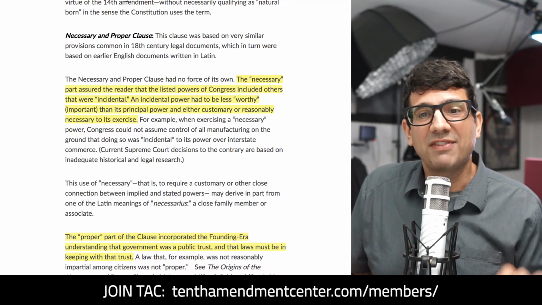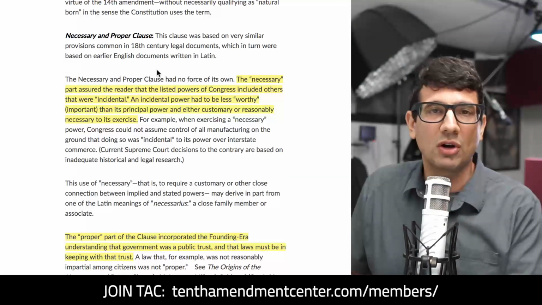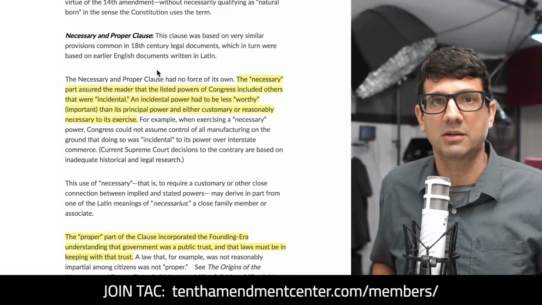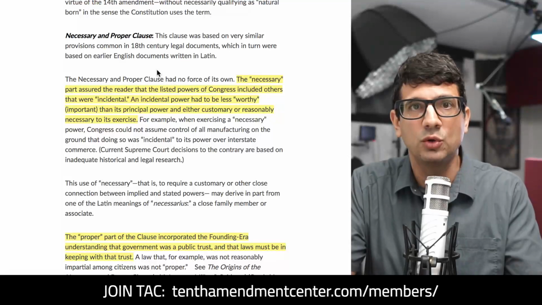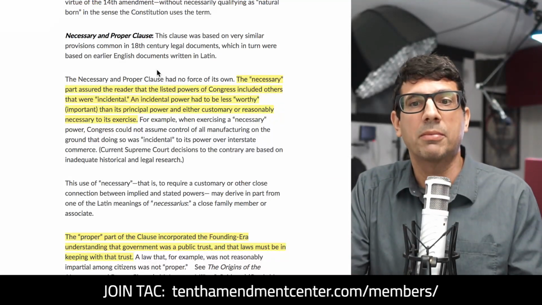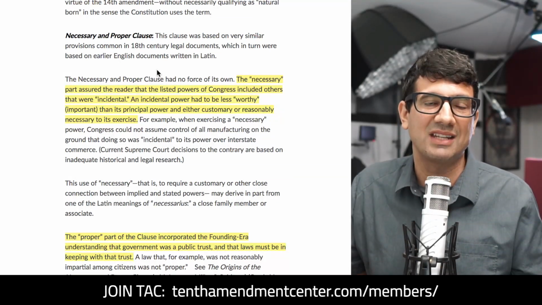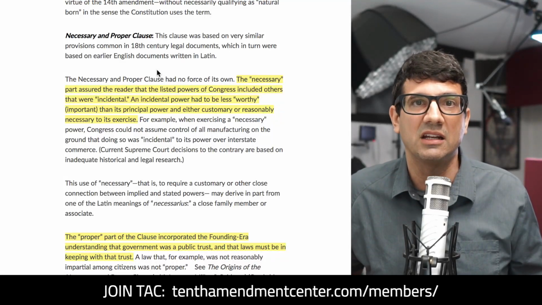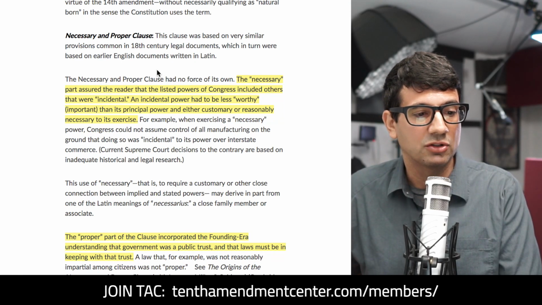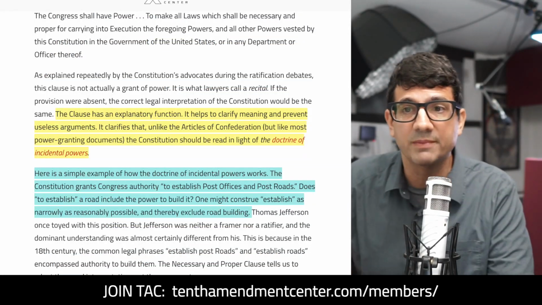This incorporated the founding era understanding that government was a public trust and that laws must be in keeping with that trust. So we have 2 parts. We're talking about necessary to accomplish the delegated powers, and then proper, which informs us of this founding era understanding that government officials were acting in a fiduciary responsibility or under a public trust. Let's get in a little bit more on this incidental powers.